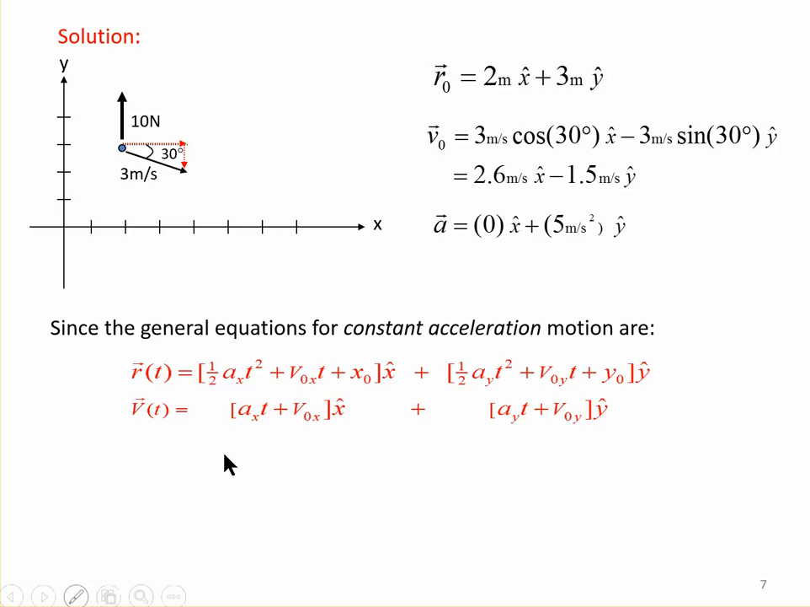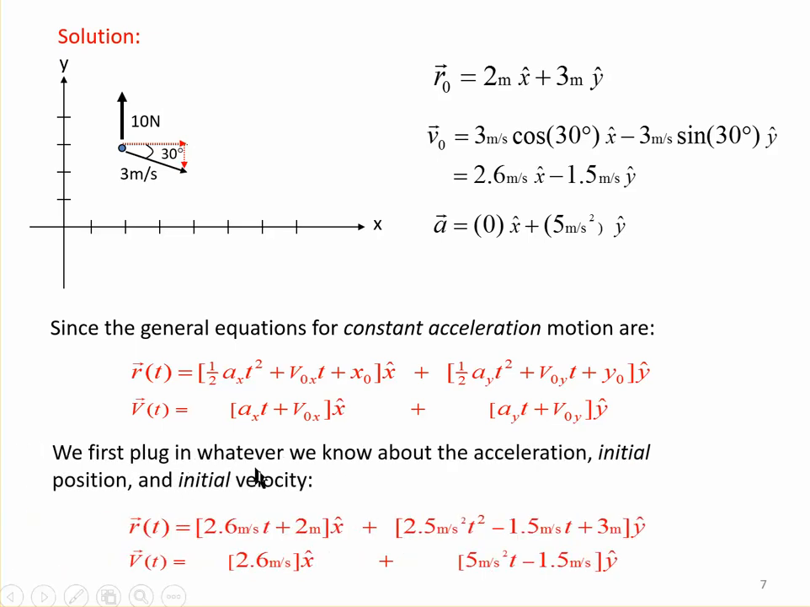And now what we're going to do is plug in what we know. Namely, if we know the acceleration, we're going to plug that in. If we know the initial position, which we do, we're going to plug that in. And if we know the initial velocity, which we do, we're going to plug those in. So I'm going to take what I know here and substitute in those terms. And if I do that, you end up with this. Okay, you can check that for yourself. It's just straightforwardly plugging in from here, substituting in.